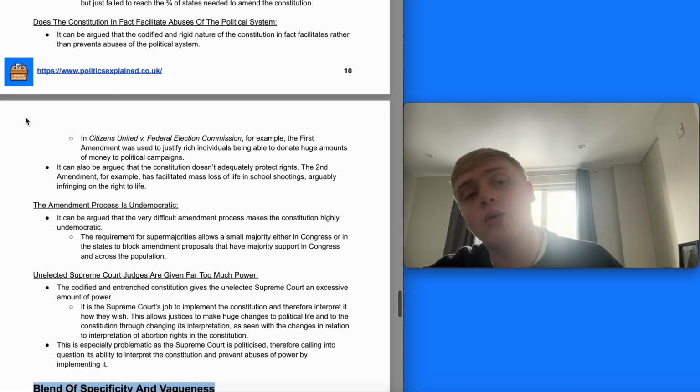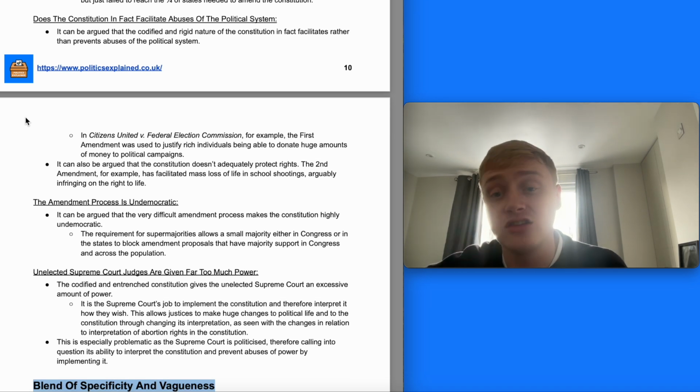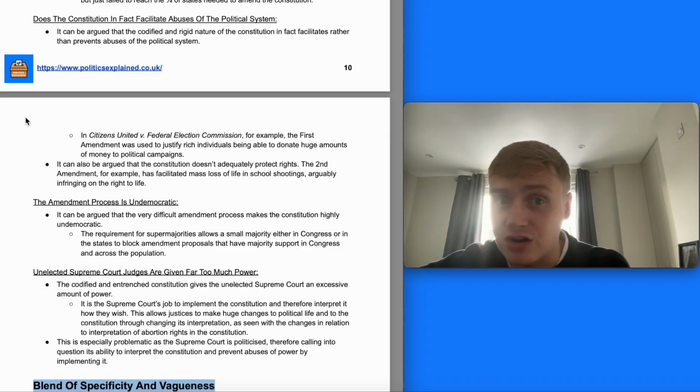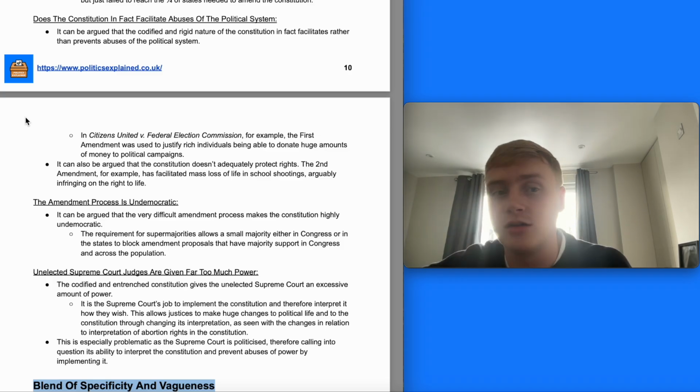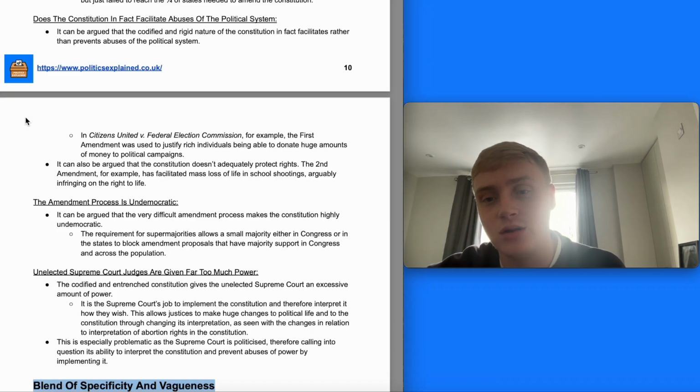Also, it can be questioned whether the Constitution actually does effectively protect abuses of the political system. On the one hand, it does, but on the other hand, the fact that it's so rigid and codified and entrenched facilitates some other abuses of the political system. For example, in Citizens United versus FEC, the First Amendment was used to justify rich individuals being able to donate huge amounts of money to political campaigns, and it's a real big problem in US politics.